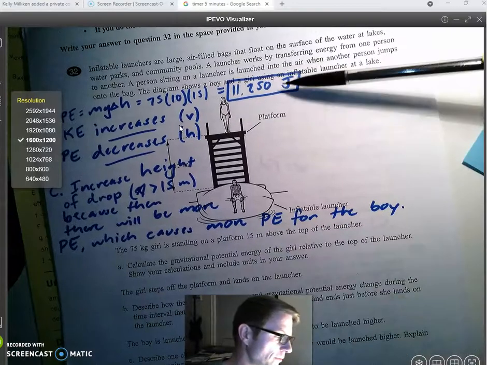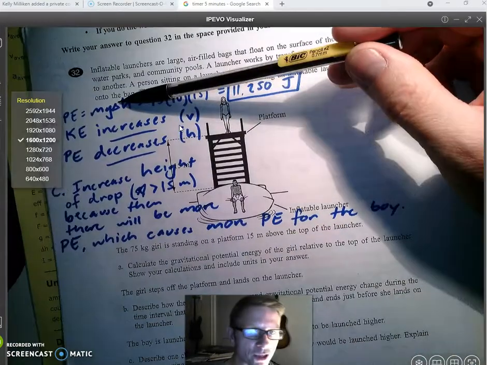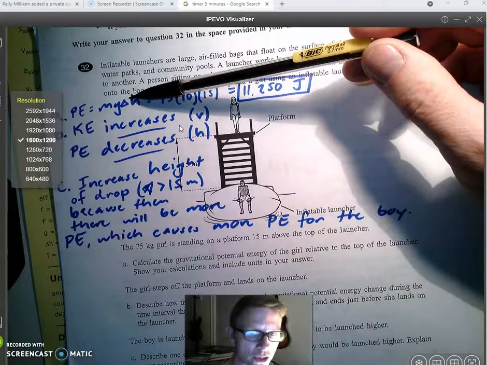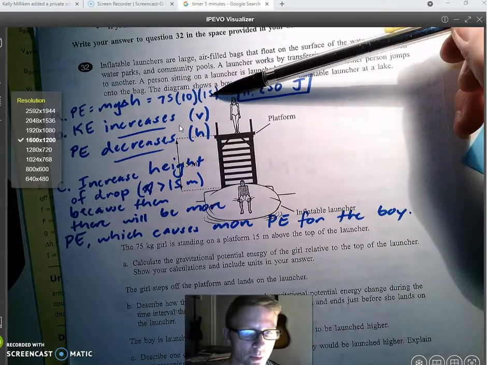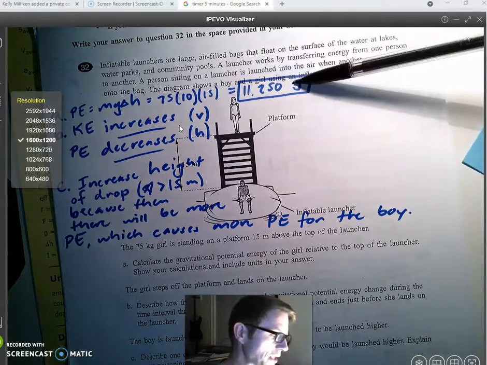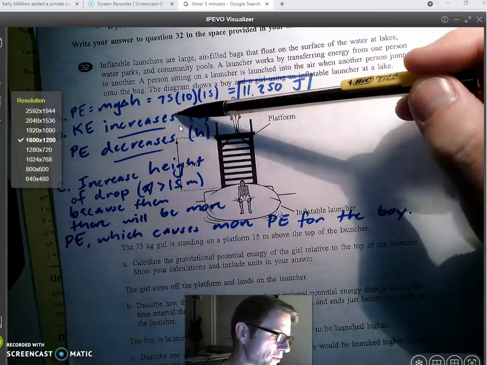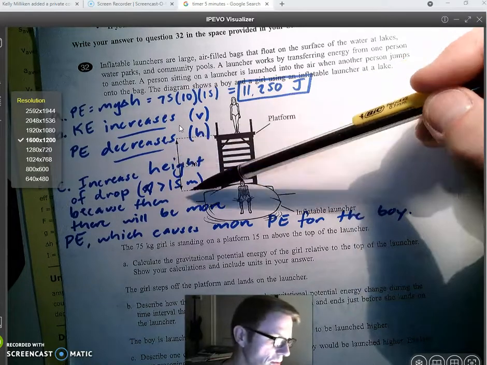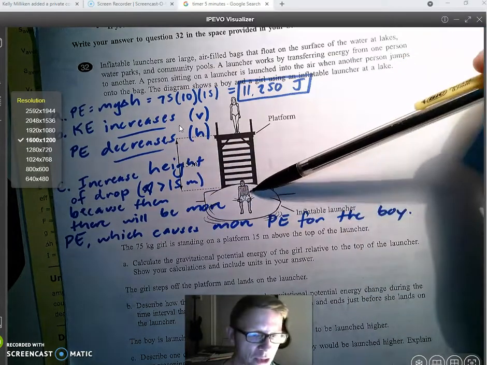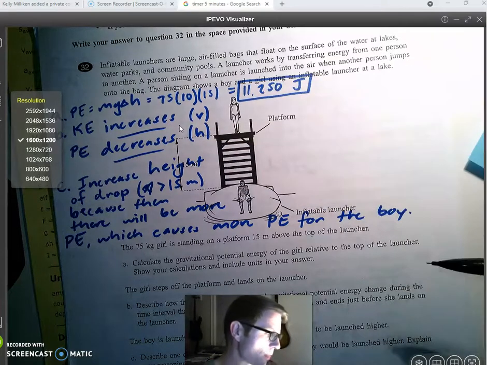32. First part, don't be confused by the triangle H right out of the equation sheet. It's just 15. It's just the height compared to 0. There's a potential energy. As she falls, kinetic increases, potential decreases. What could we do to increase that? Well, we want to increase the potential energy of the boy, so you increase the height of the girl.